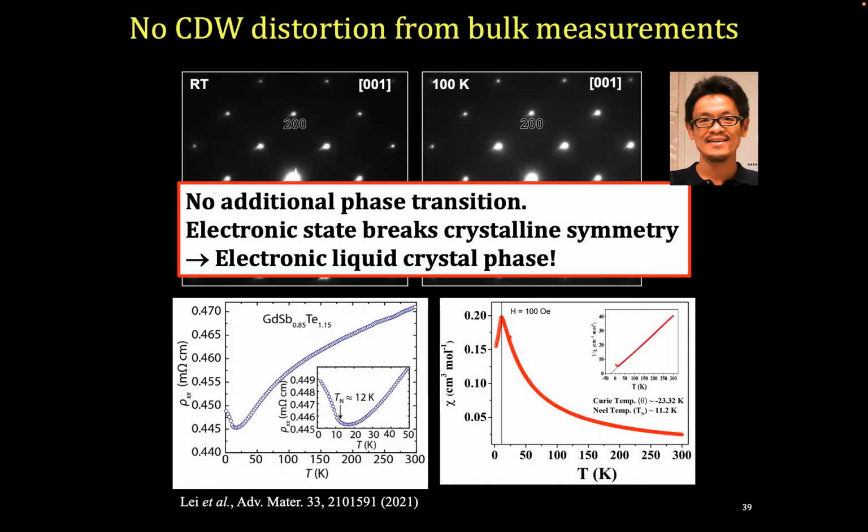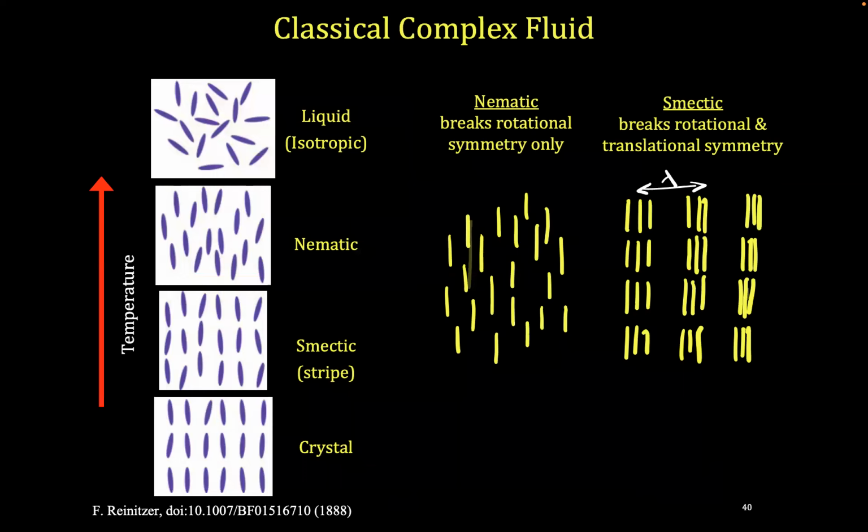So because of the additional symmetry breaking, this is what we normally call the electron liquid crystal phase. And for the students in the audience, we borrowed this concept from liquid crystal study. At high temperature, you have a liquid phase. When you cool down, the system becomes crystalline. But in the middle, you have the so-called nematic and smectic phases. In the nematic case, you break the rotational symmetry. But in the smectic or stripe phase, you break the additional translational symmetry.